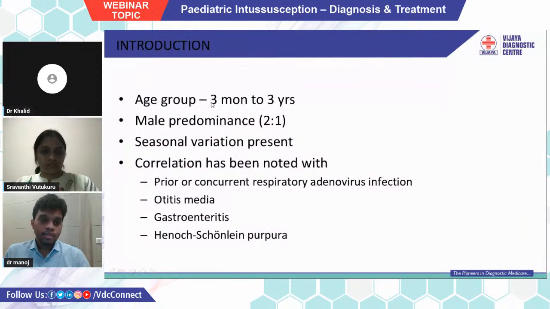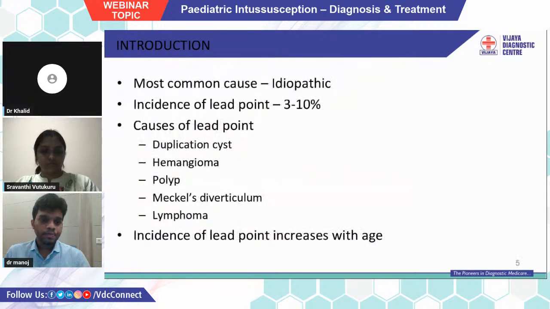As ma'am said, the most common age group is from 3 months to 3 years, and almost all the studies have shown that there is a male predominance. There is also seasonal variation present, which suggests an underlying viral etiology. There is also correlation noted with prior or concurrent respiratory infections, otitis media, gastroenteritis, and even Henoch-Schonlein purpura.